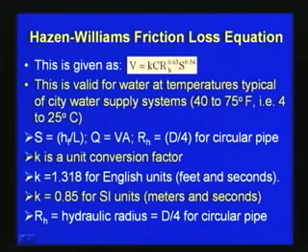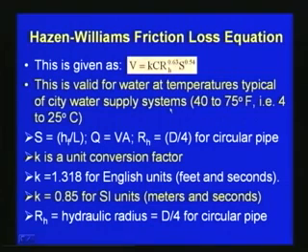So, Q is V into A, and RH is equal to D by 4, that is with respect to A by P. That means the hydraulic radius is obtained as RH equal to D by 4 for a circular pipe, and K is a unit conversion factor as far as the Hazen-Williams formula is considered. In the FPS system K is equal to 1.318, and in SI system it is 0.85, and RH is the hydraulic radius as discussed.